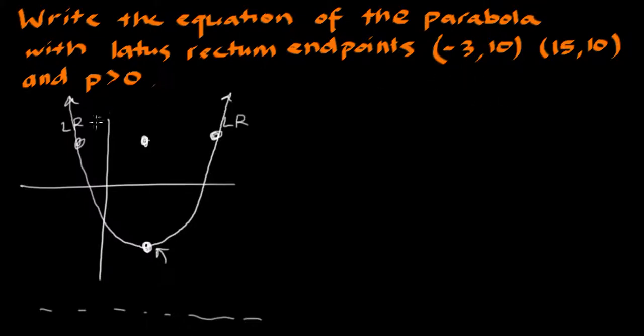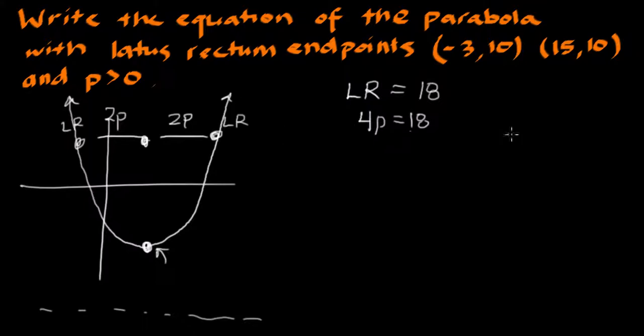If I figure out how far these two points are from each other, this will give me my p. Looking at these points, the latus rectum has a total length of 18. In the last problem, we noticed that the latus rectum length was 2p this way and 2p this way, for a grand total of 4p. So the 18 must equal 4p. We have 4p equals 18.